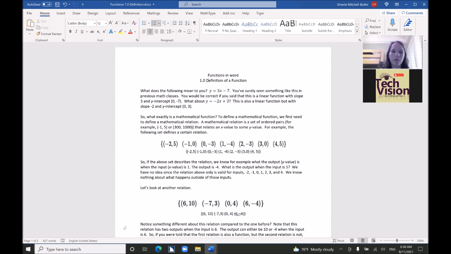Level 1, 1.0 definition, blank. Level 0, what does the following mean to you? Y equals 3x minus 7, you've surely seen some. So the math in there said y equals 3x minus 7. But what if I don't know what it said? Well, no problem. Since it's properly in here, I can go over to it and read it with my cursor.